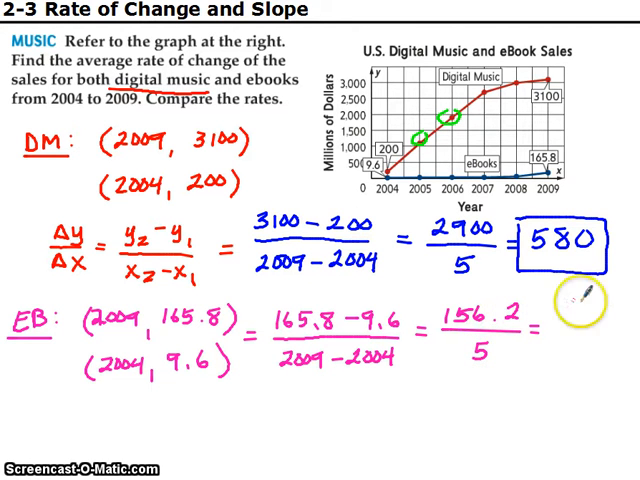And 5 into this is 31.24. 5 into 15 is 3. 5 into 6 is 1. Carry the 1 over. 5 goes into 12 twice. And then if you keep on going, you get 20. 5 goes into 20 4 times.